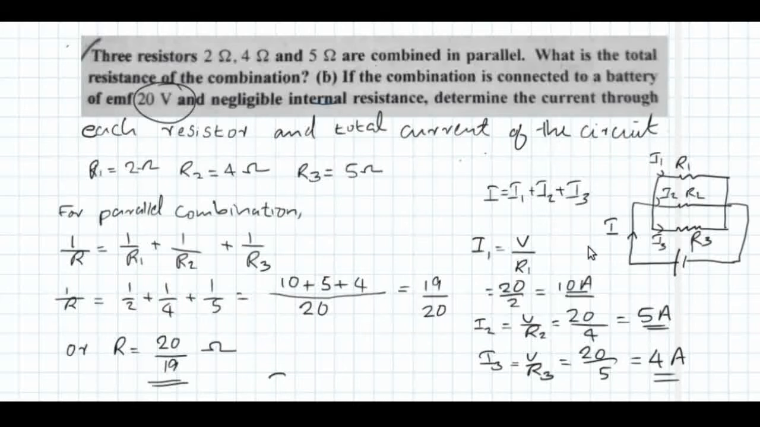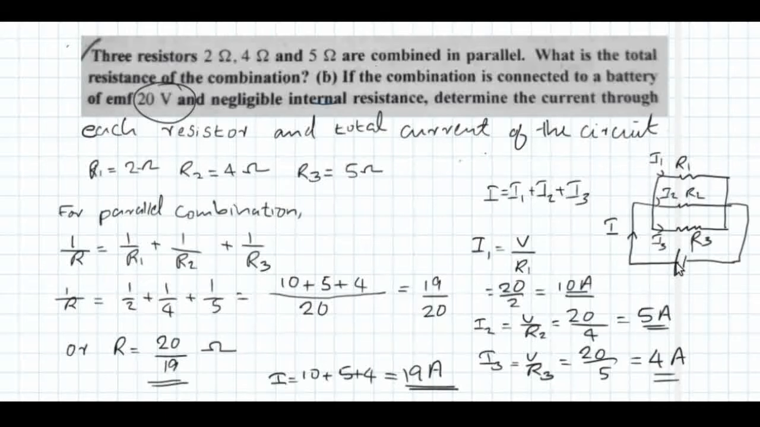Therefore what is the total current? The total current is equal to the sum of I1, I2 and I3. That is equal to 10 plus 5 plus 4, that is equal to 19 ampere. So 19 ampere is the total current.